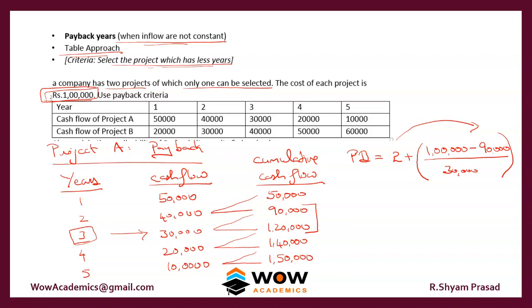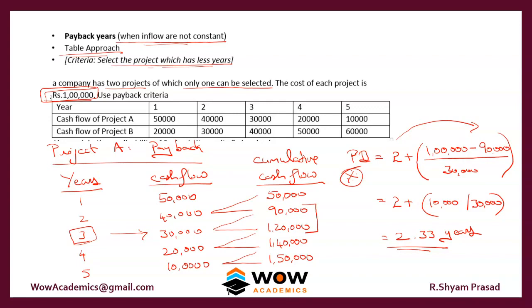So close the bracket. The formula is over. So 2 plus, solve the inside. 10,000 divided by 30,000 is the answer. So that comes to 2.33 years. We got 2.33 years. Our job is very simple. Ensure that you understand this formula. There is no explicit formula to be written for this, and no book has specified that. Your job is to just understand the logic and get the answer.